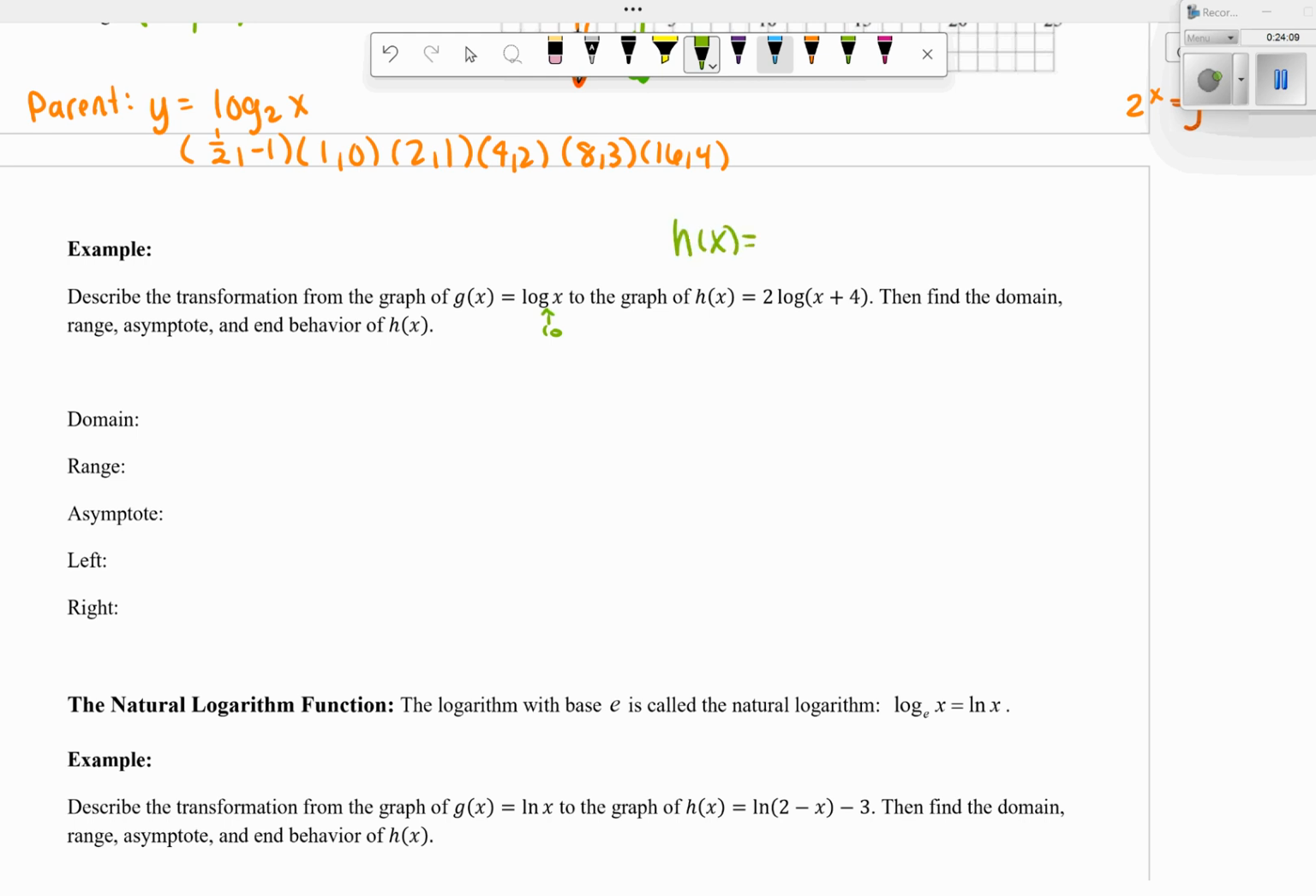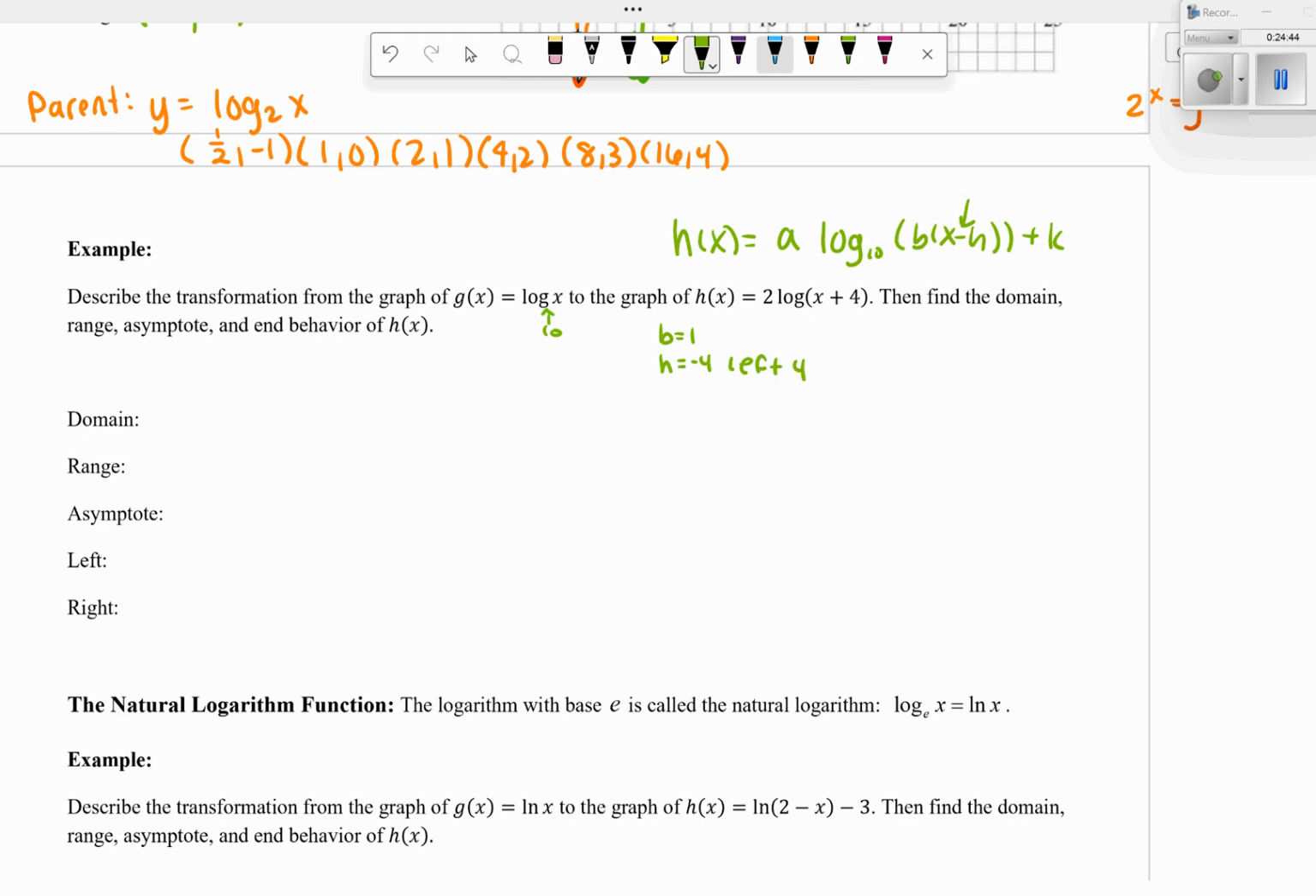So again, we talked about our general transformations. h of x is equal to a times the log base 10 of b times x minus h, plus k. So we know that we have no b value, it's just 1. So b is equal to 1, which doesn't stretch or compress or reflect our graph. Our h value is equal to -4 because it's x plus 4. To make that a plus, we have to have an h value that's negative. So that's going to move our graph to the left 4 units.